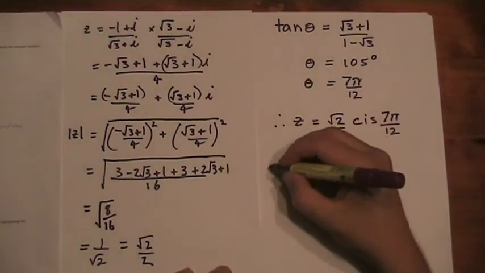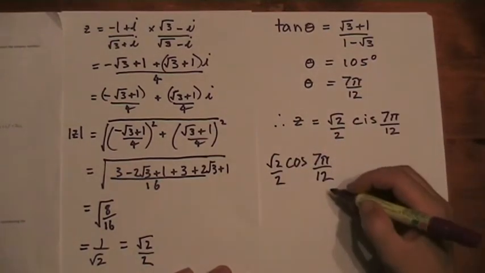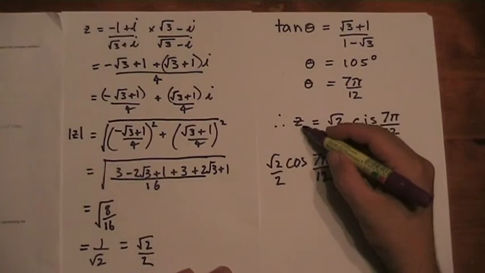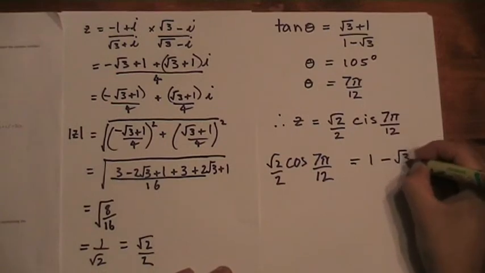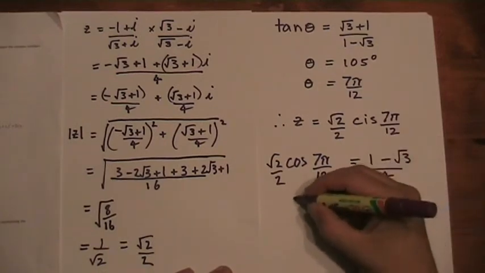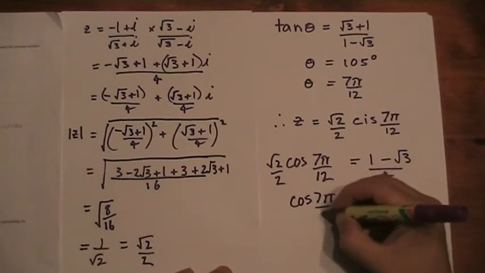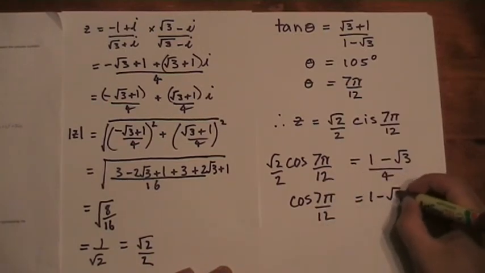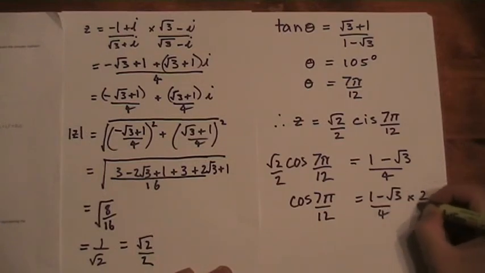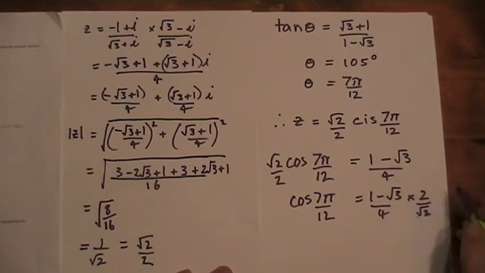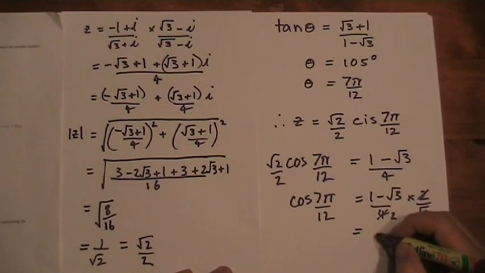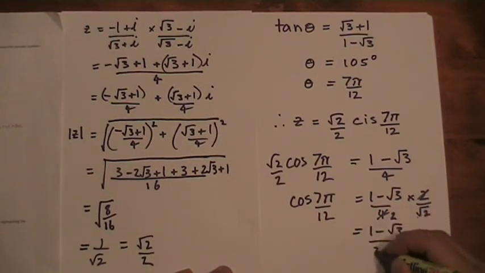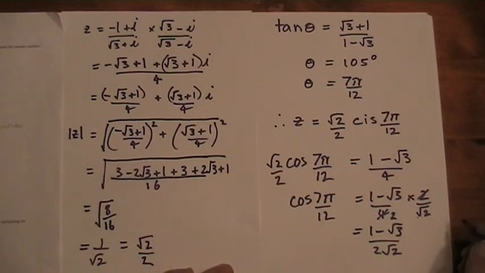So √2/2 cos 7π/12 is equal to the real part of this expression, which is the real part of z, which from over here is equal to (1 - √3)/4. So cos of 7π/12 will equal (1 - √3)/4 times 2/√2. Simplifying that down, (1 - √3) over 2√2. That can then be rationalised further. I'll run out of paper.